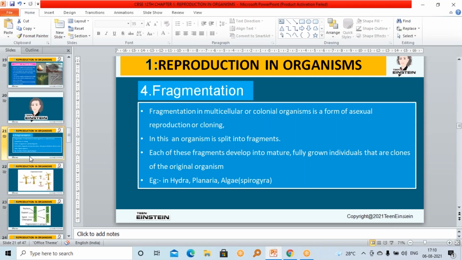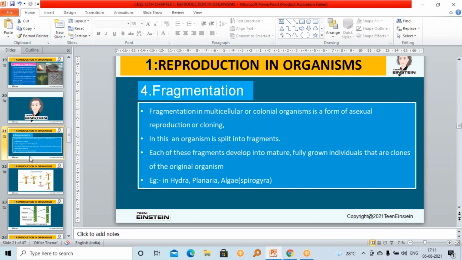So among the methods of asexual reproduction, the first one is binary fission. What is that? In binary fission, a single-celled organism will divide into two. Fission means division, and binary means into two. A single-celled organism will get divided into two.